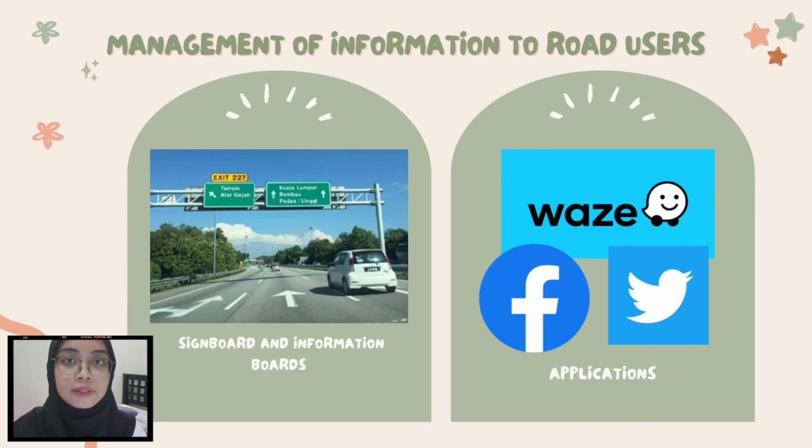The third road management technique is management of information to road user, which is providing sufficient information of traffic that are clear, systematic and understandable during any incident. So this information is given through signboard and information board and applications such as Waze, Facebook and Twitter.